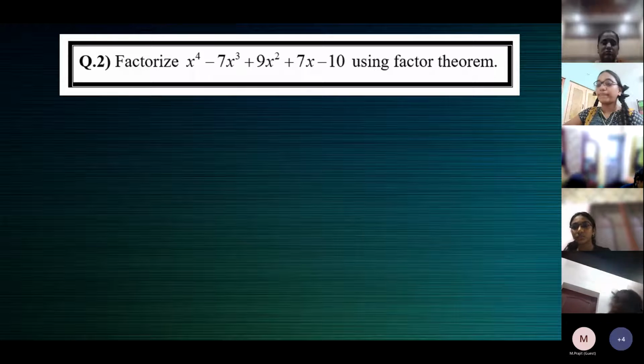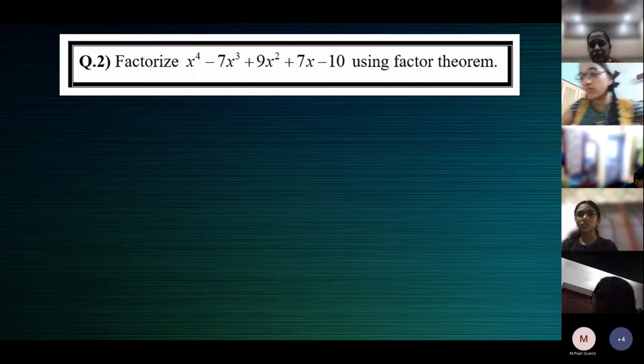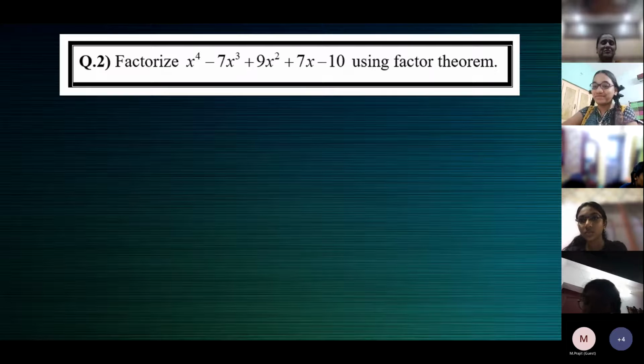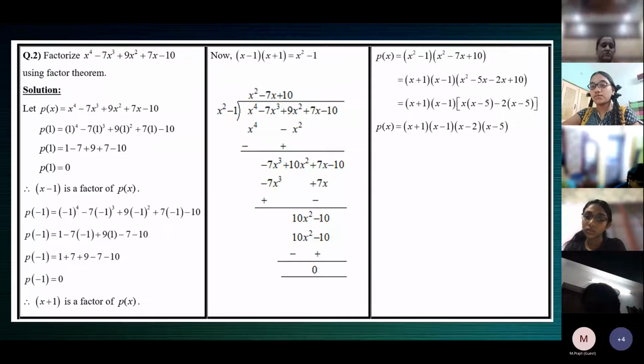So factorize this. Very good, you turned on your camera after a long time, Krishmika Shri. So factorize this biquadratic polynomial, because you can see the highest power of x is 4. So this one is a biquadratic polynomial. Again, you need to factorize this using factor theorem. For a biquadratic polynomial, you'll have to find 2 factors. Should find 1 linear factor and 1 more linear factor.